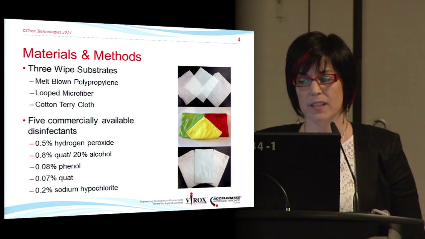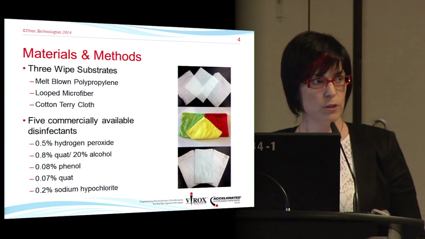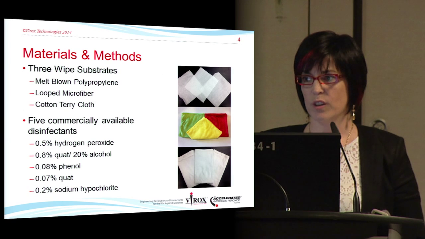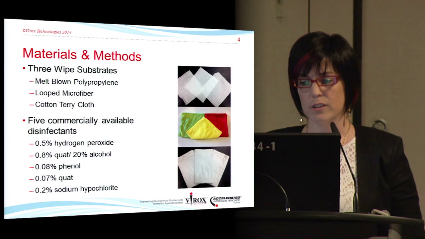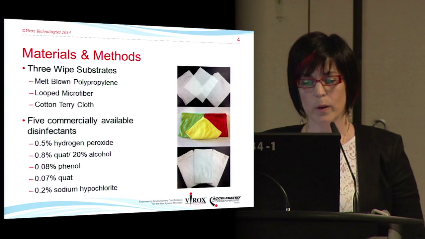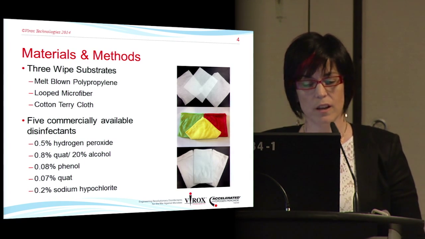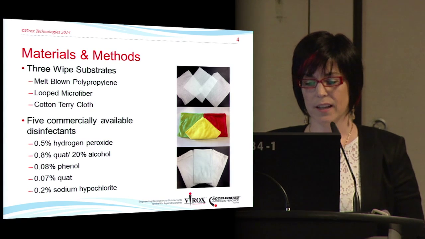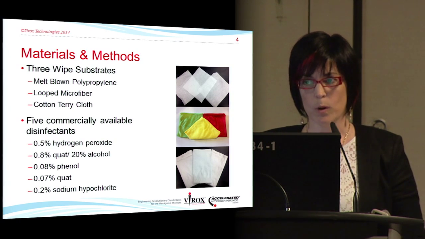We used three different wipe substrates. We used a melt-blown polypropylene, your traditional pre-moistened wipe that we often use for clinical surfaces, and which we also use as a dry wipe system within environmental services, the larger disposable wipes. We used a looped microfiber cloth as well as a cotton terry cloth. And then we used commercially available disinfectants: a hydrogen peroxide-based product, a quat alcohol combination product, a phenol that could be diluted, a concentrated quat, and a 0.2% sodium hypochlorite.